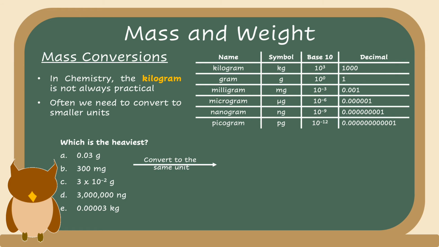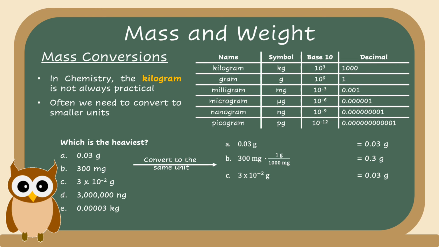A good trick to find out which is the biggest is to convert them all to the same unit size. For this, let's convert all to grams. You could do this with any unit you like, but I'm going to stick to grams. So starting with 0.03 grams, which stays the same. Then 300 milligrams. We need to divide by 1,000 to convert to grams, and that gives us 0.3 grams. 3 times 10 to the power minus 2 grams is just another way of writing 0.03 grams.